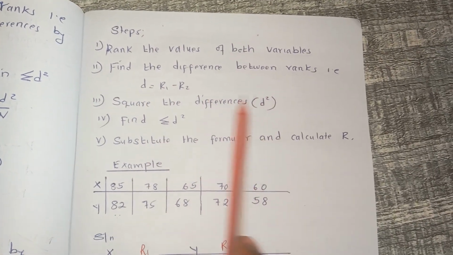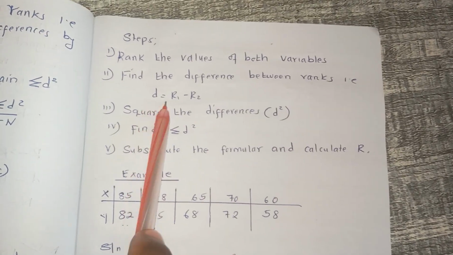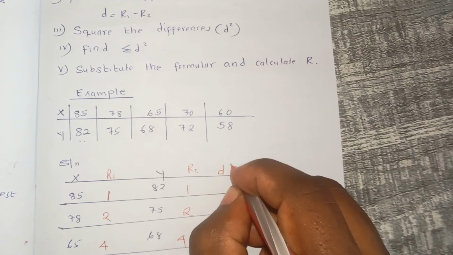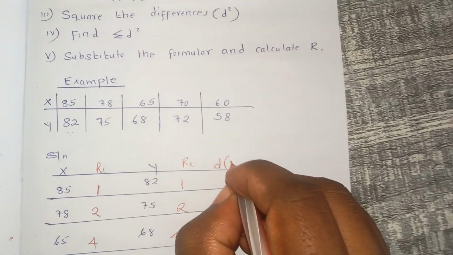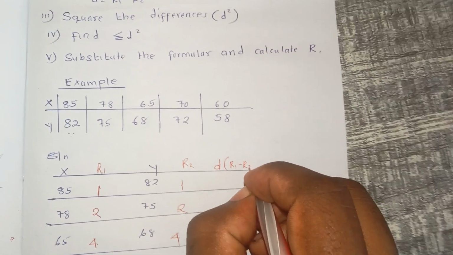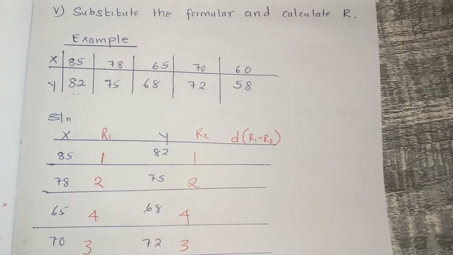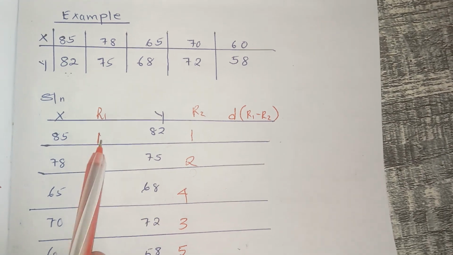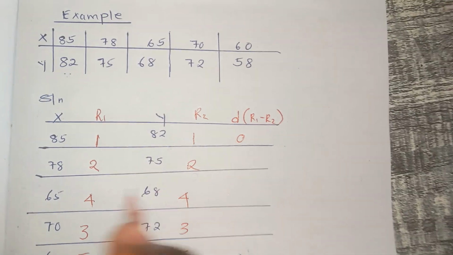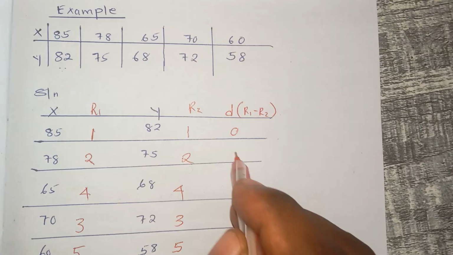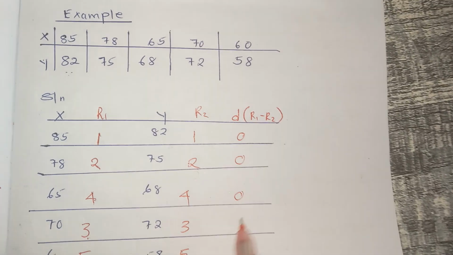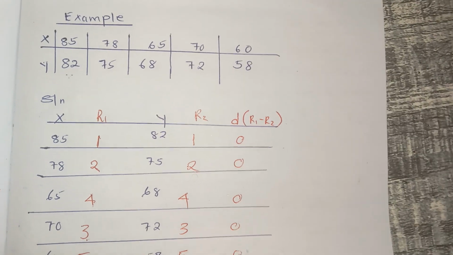The difference, we give it the letter D, so I'm supposed to come up with the D column, and it is obtained by taking R1 minus R2. So we have R1 is 1 and R2 is 1. So 1 minus 1 is supposed to give you 0. 2 minus 2 gives you 0. 4 minus 4 gives you 0. 3 minus 3, 0. 5 minus 5, it is 0.